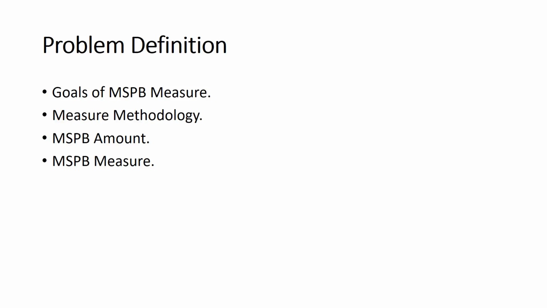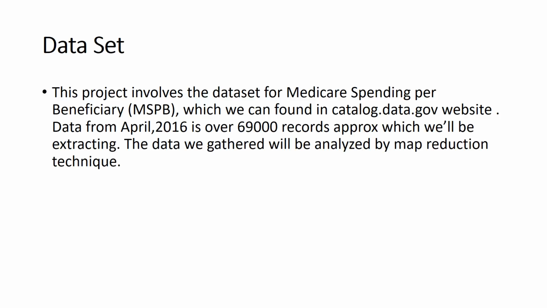An MSPB episode, as I have said, is the period of 3 days preceding an IPPS hospital admission, otherwise called the index admission, through 30 days post hospital discharge. Now coming to the MSPB amount: the sum of hospital standardized risk-adjusted spending across all the hospital's eligible episodes, divided by the number of episodes. The MSPB measure is the hospital's MSPB amount divided by the episode-weighted median MSPB amount across all hospitals, normalized so that the median MSPB measure equals 1.0. That was the problem definition, and now coming to the data set.